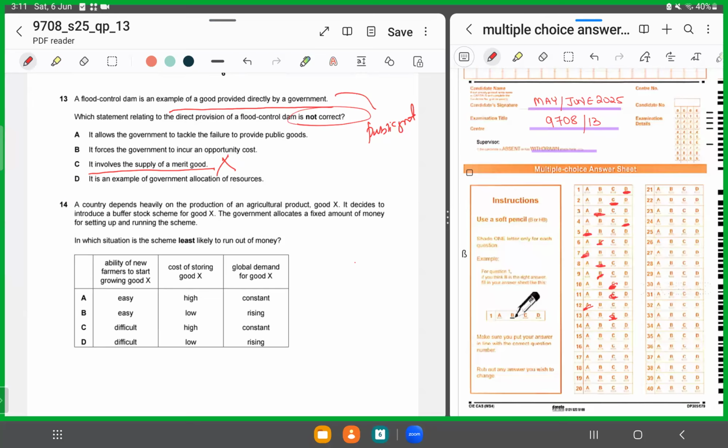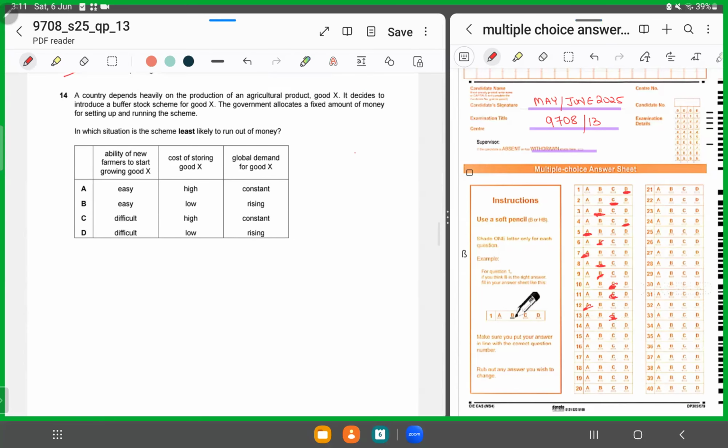D says it's an example of government allocation of resources. Yes, that's an example. But the question said which statement is not correct. A is correct, B is correct, D is correct. We wanted an incorrect statement. That is why we chose C, because they are saying a flood control dam is a merit good. It's not a merit good, it's a public good. Therefore, we chose C as the correct answer to this MCQ.